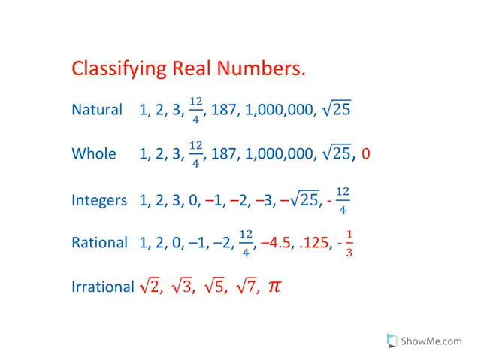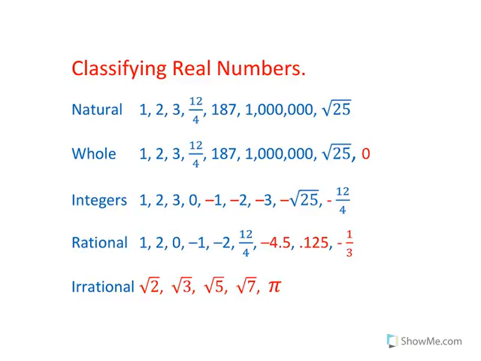Every elementary and intermediate algebra book will talk about real numbers, and you need to know how to classify them. A natural number is a number like 1, 2, 3. Now 12 over 4 is a fraction, yes, but it can be simplified to equal 3. 187, 1 million, 1 billion, 1 trillion, and the square root of 25 are natural numbers because the square root of 25 can be written as 5. So the way you recognize natural numbers, and some textbooks call them counting numbers, is that they are numbers that you can count.